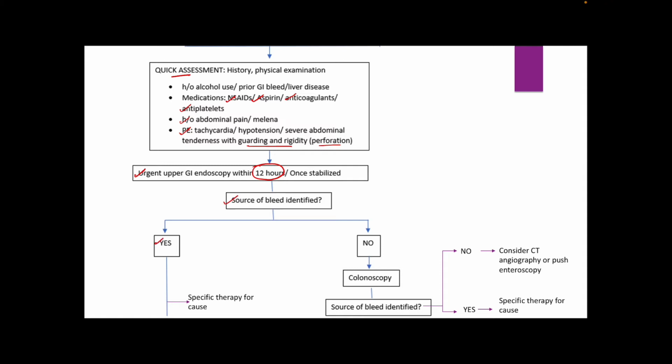If it has, then we go for the specific therapy for the cause, of which I'll be talking about in a minute. But suppose the source of bleeding is not identified, then you'll have to think of other causes, like a lower GI bleed. So we do a colonoscopy. If the source of bleed is identified, then we go for the specific therapy for that cause. If it's not, you'll have to go for further investigations like CT angiography or push enteroscopy.